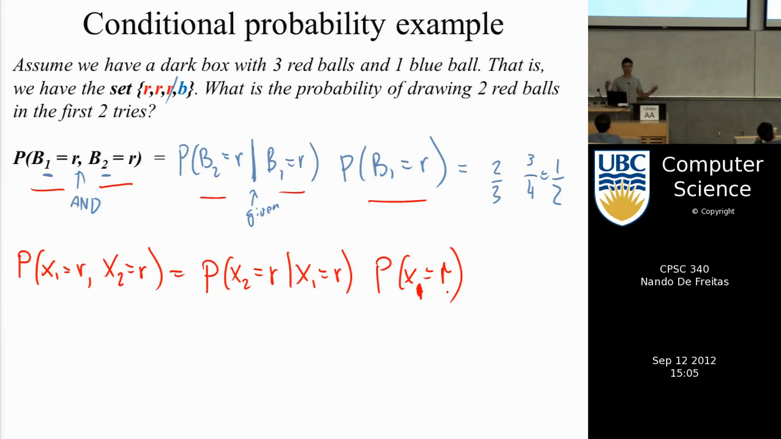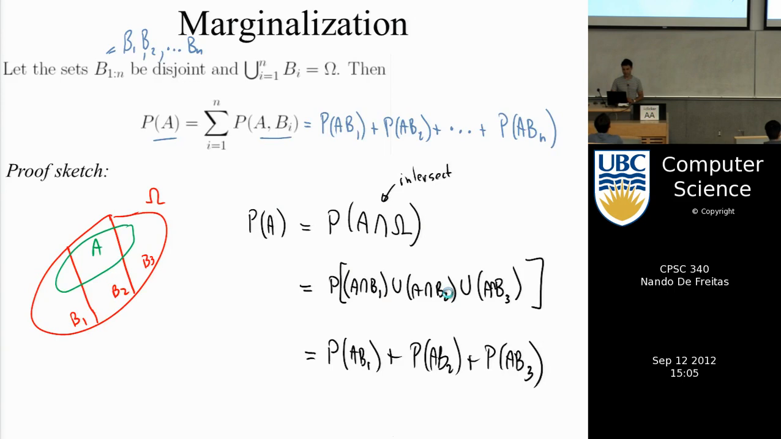Most often we use the variable X just because of tradition. Okay? And sometimes we use a different variable to indicate what it is. I used capital B here because these are balls, and the balls are red or blue. But I could have used X.